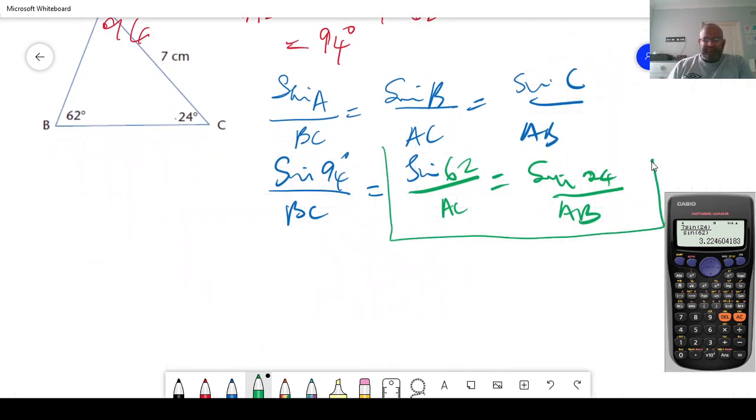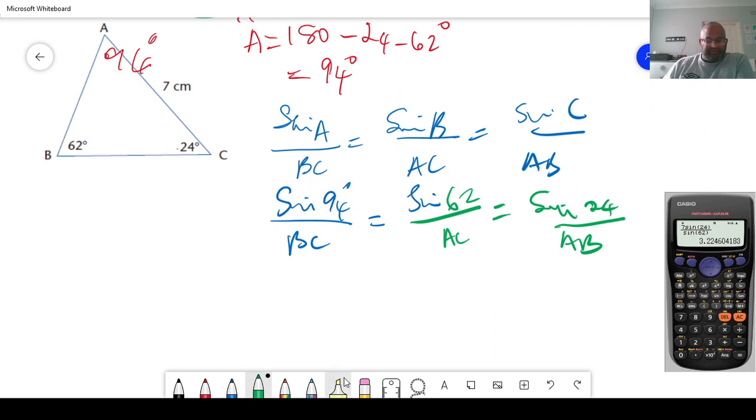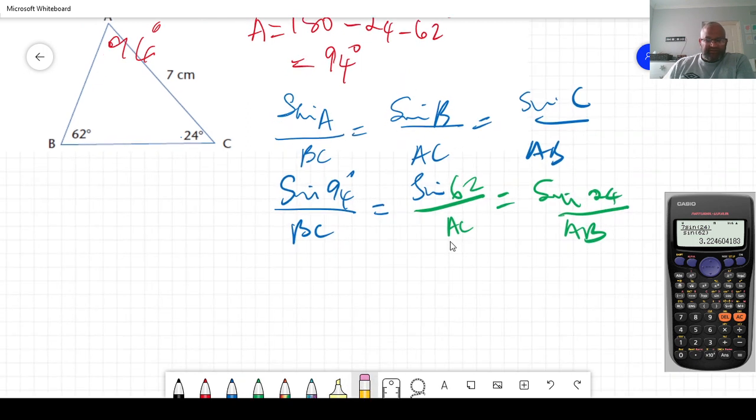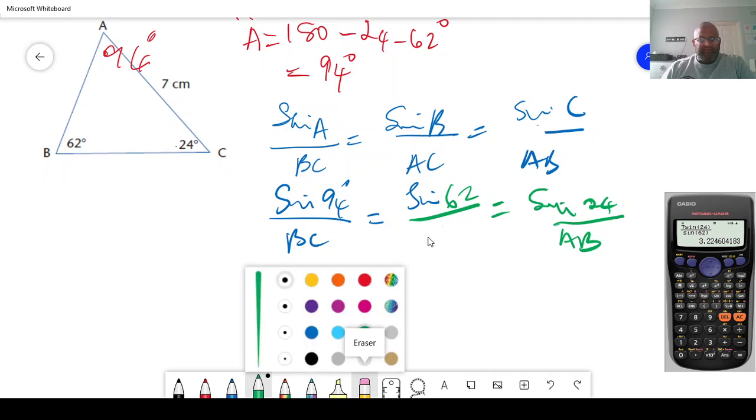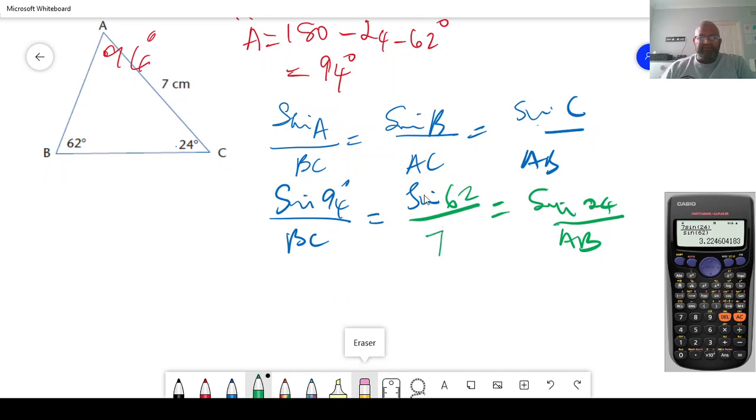I think AC had to be replaced. AC was a length of 7. So as we said there, we're going to work with that.